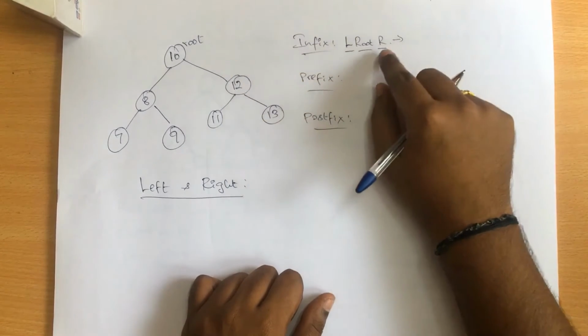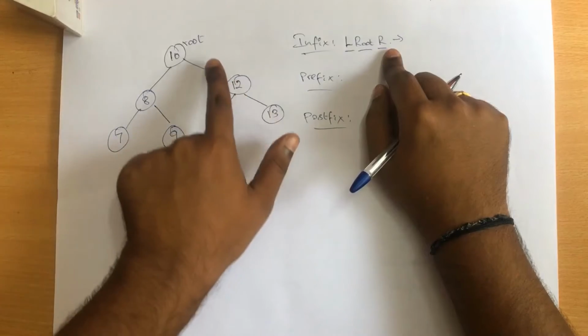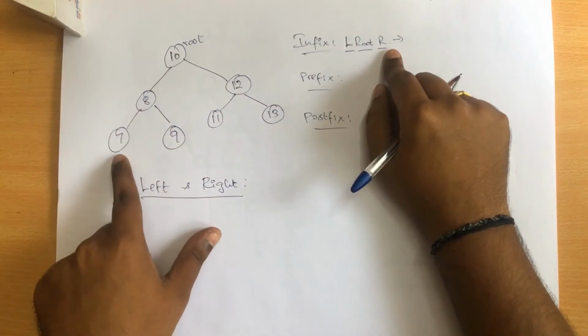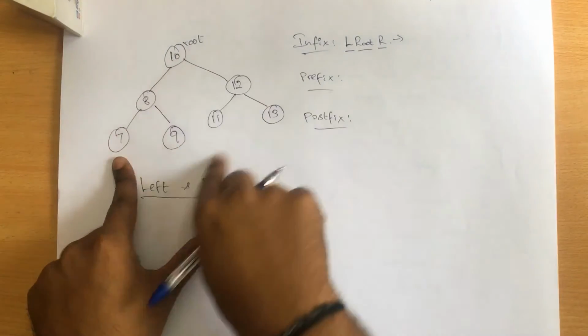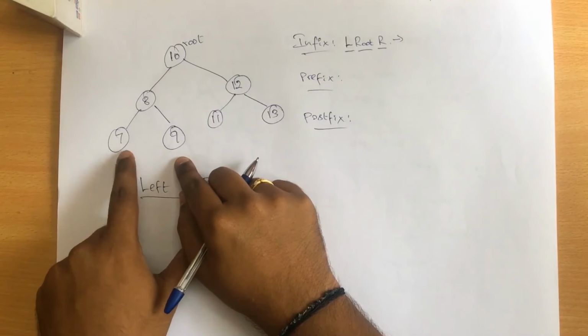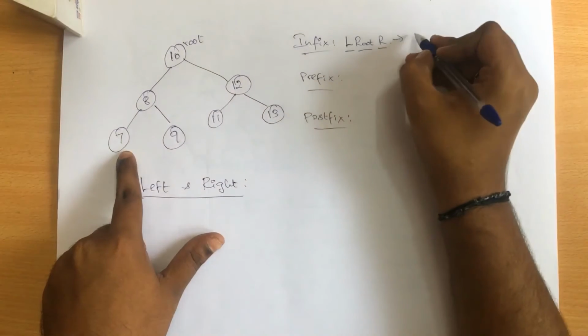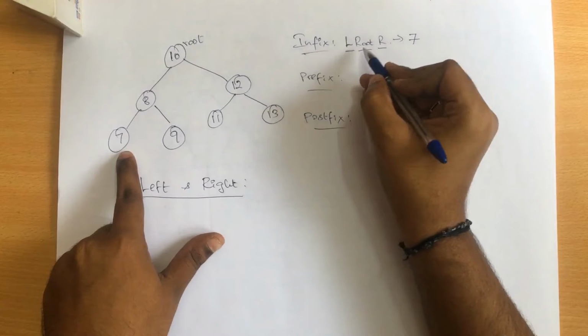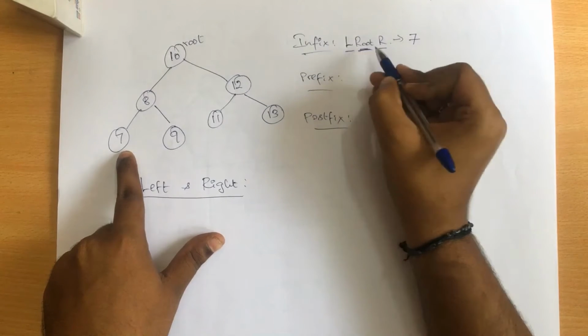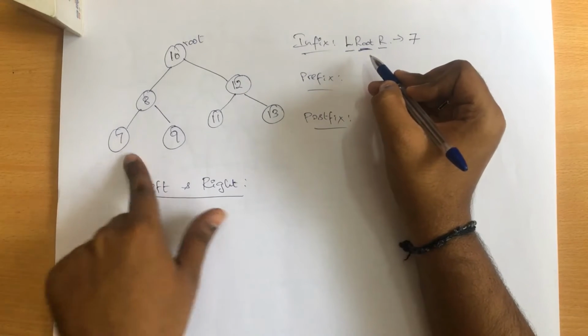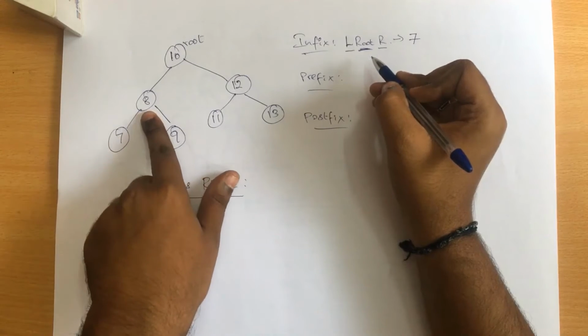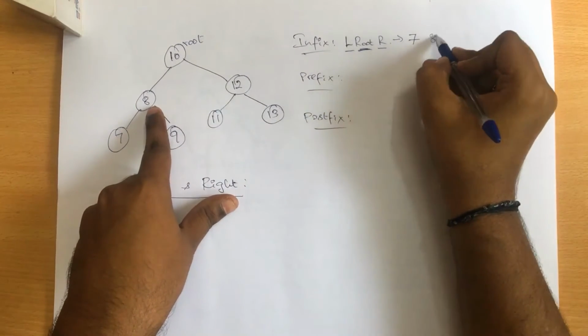So for left, root and right, I'll be going with the extreme leftmost node, that is nothing but 7, right? So in this entire tree, the extreme leftmost node is nothing but 7. So first we have to take the value 7. So followed by 7, then I have to go with root of 7, right? So I don't have any other values after 7, so I can go with root of 7. So root of 7 is 8.